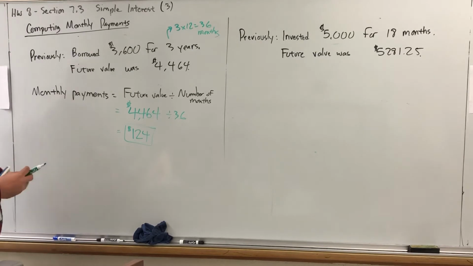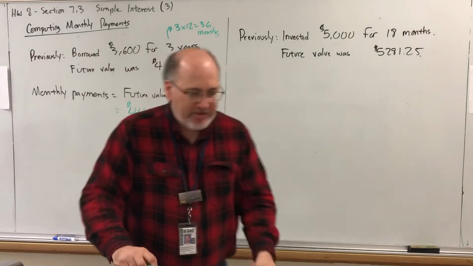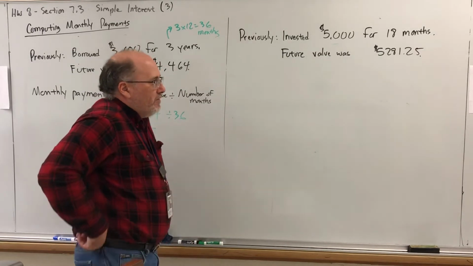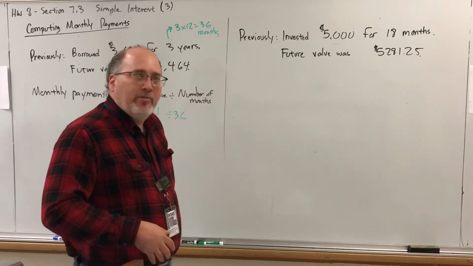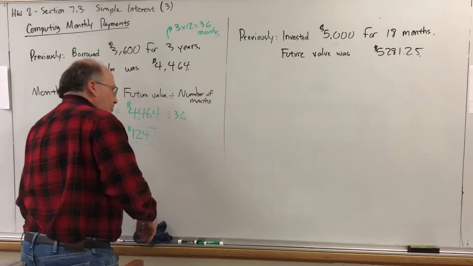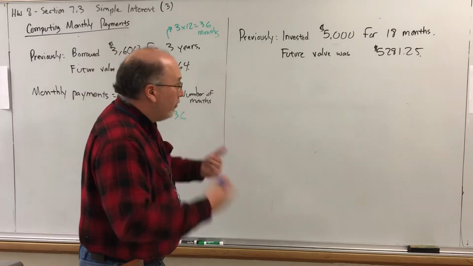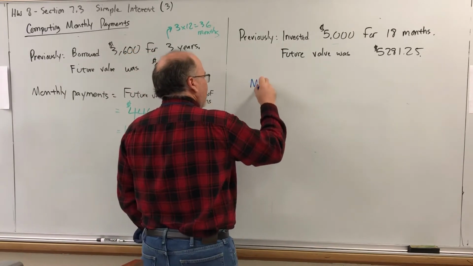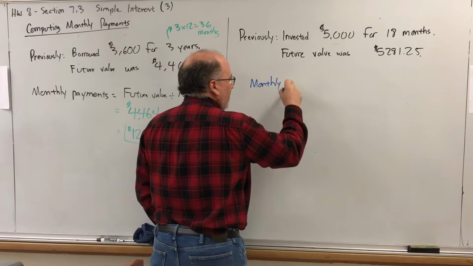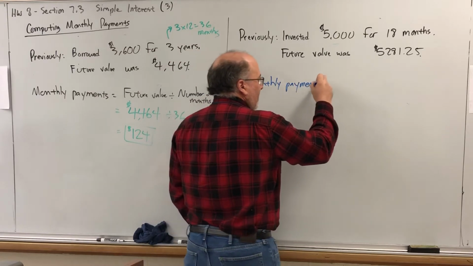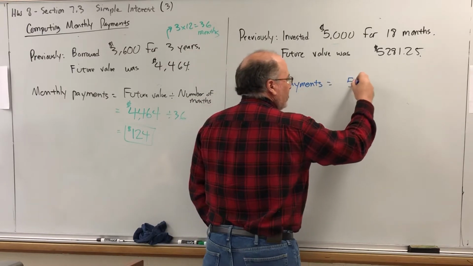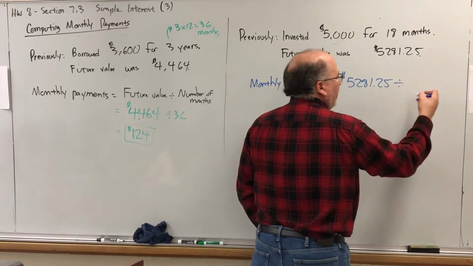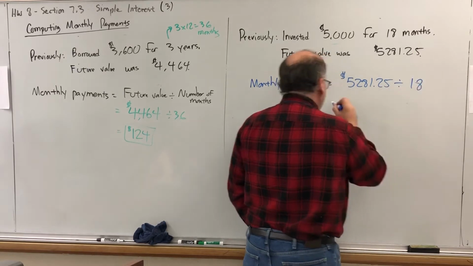So let's take a look at the other one, the investment. Now, why would the investor want to receive monthly payments instead of waiting at the end of 18 months? For the same reason, to start recouping some of their money sooner than later. So how would we calculate the monthly payments we would receive on this investment? Well, the same way as before. All we have to do is take the future value, which is $5,281.25, and divide it by the number of months, which was given to us as 18.